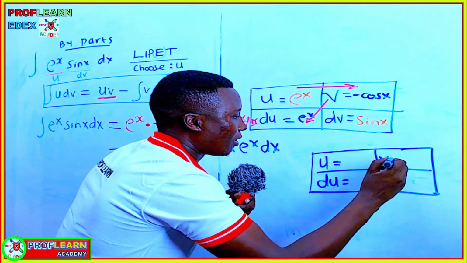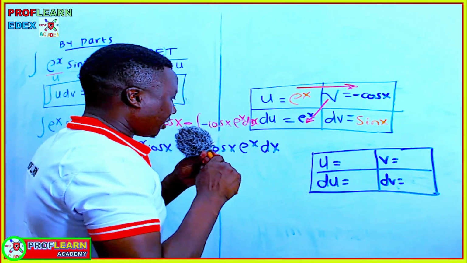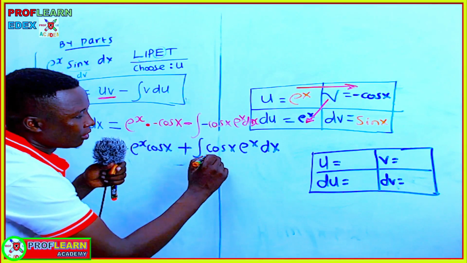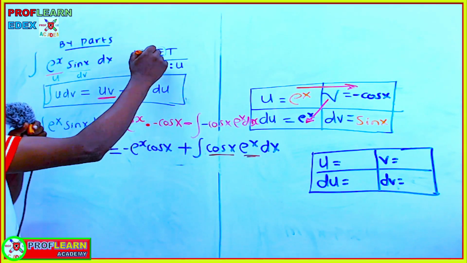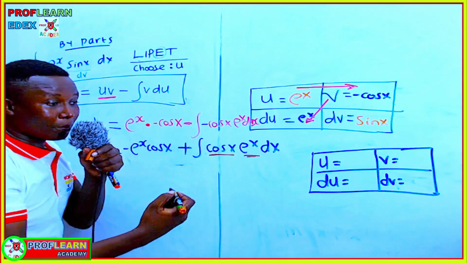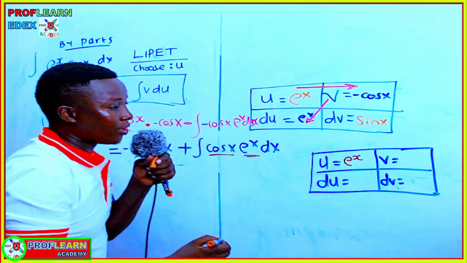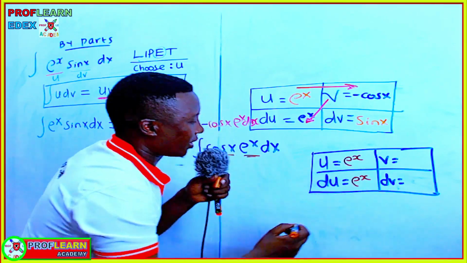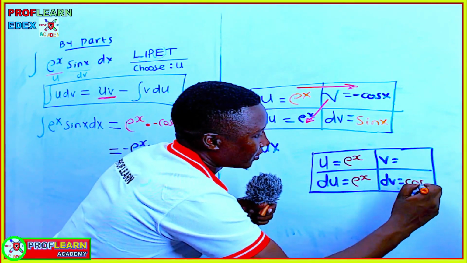We work out our value of v. So let's see what we are going to do at that given point. Now, if you look at this, because we are having cos and we are having e to the x, again we have an exponent and we have trig. So that means the exponent will be our u. So we are going to say our u is e to the x, and if we differentiate this, we get e to the x. Our dv is going to be cos x.